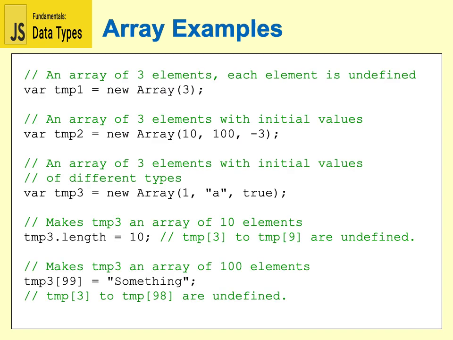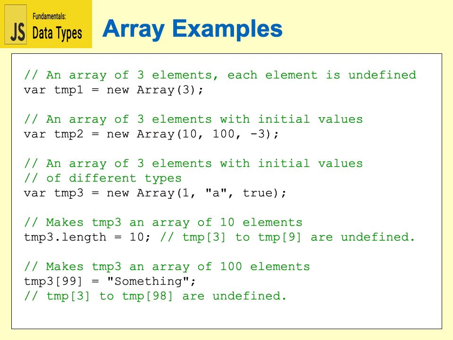An array of 3 elements, each element is undefined. See, var tmp1 is equal to new Array(3). We haven't initialized it. Suppose anyone is trying to return the value of tmp1[0], then that will be undefined. The returned value will be undefined. Similarly for tmp1[1] and tmp1[2], because nothing is initialized there.